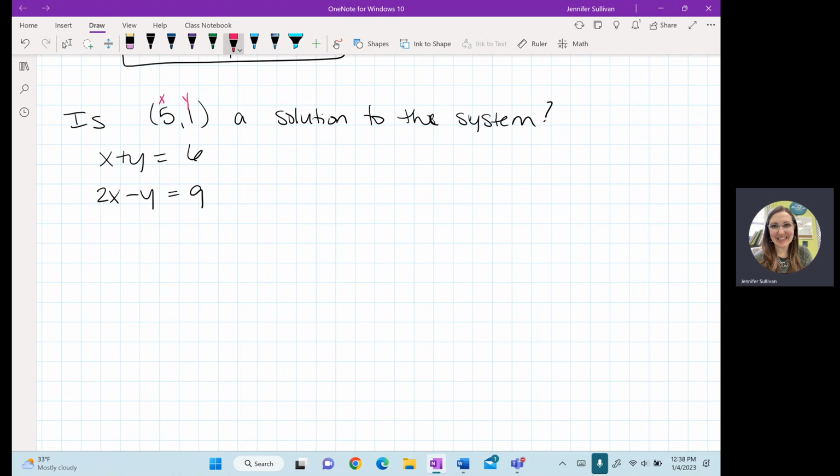So in this type of problem, you have to remember that the first number is the x, the second number is the y. So we need to do our substitution. So 5 is going to go in for the x. My equation says plus, and then the 1 is going to go in for the y. And I'm asking, does that equal 6? So is 5 plus 1 6? Well, yes, because when I simplify the left-hand side, I get 6 equals 6. So this is a true statement. But remember, it can't just be true for one, it has to be true for the other one. So we check the point in both equations.